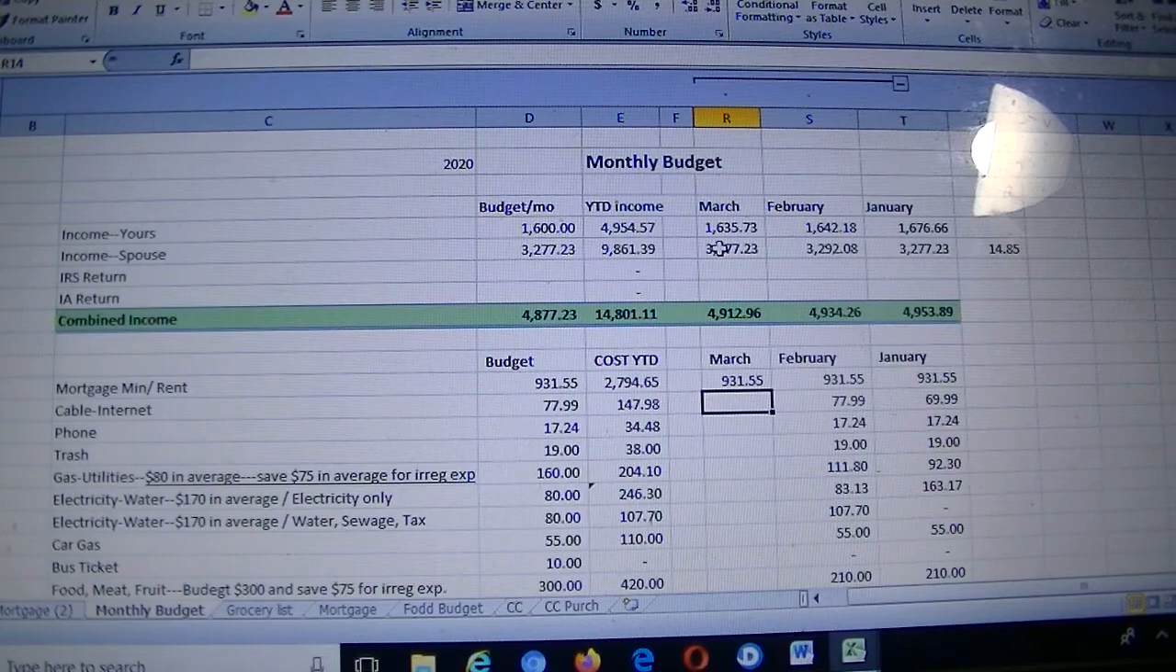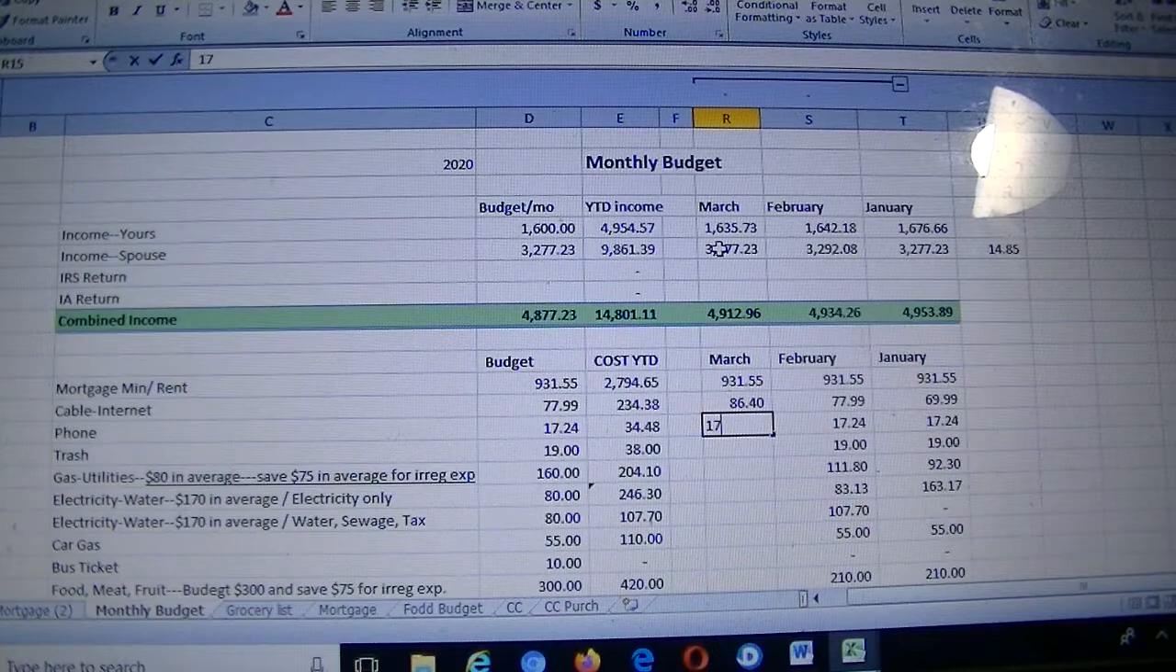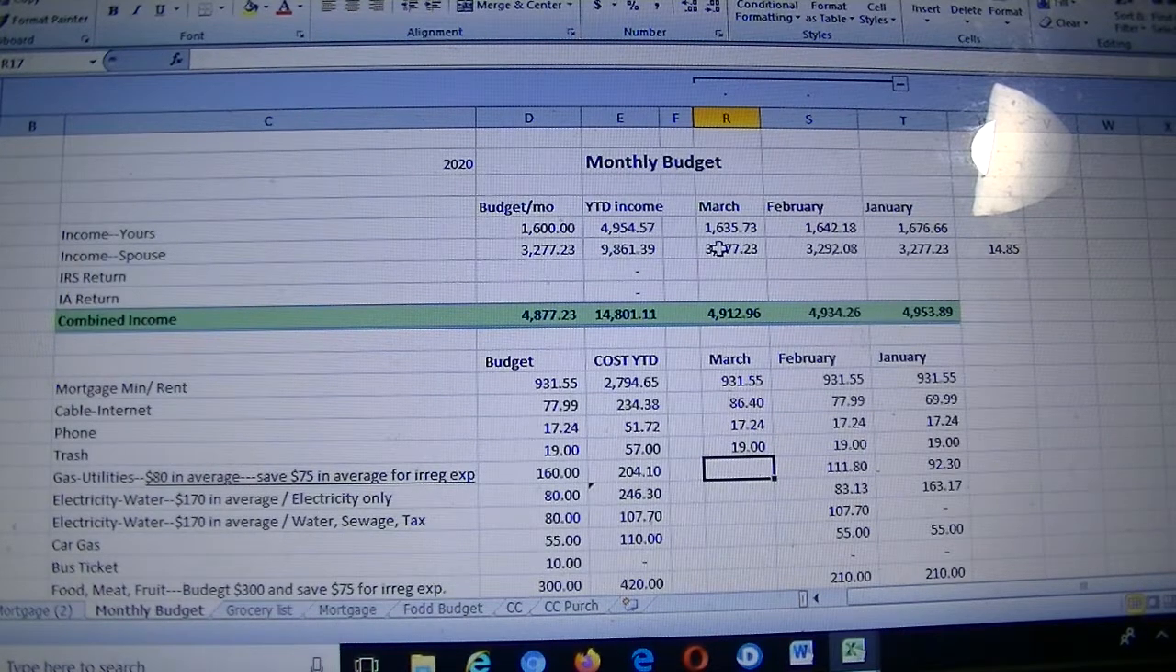For the cable and internet, in fact, we went over our internet data, and we are going to pay about $10 more, so it's going to be 86.40. The phone is going to be the same, 17.24. Trash 19, and gas utility I'm just going to put 1 cc, and electricity and water.